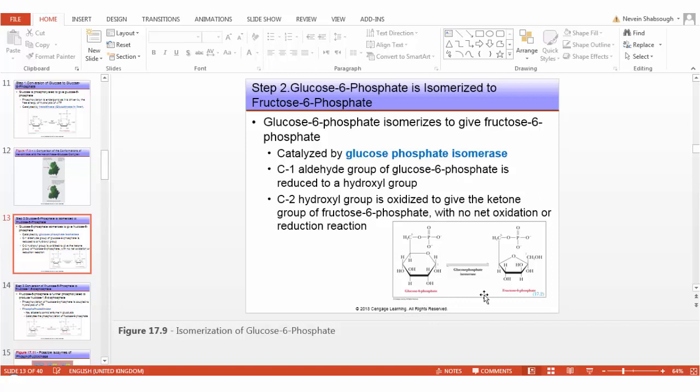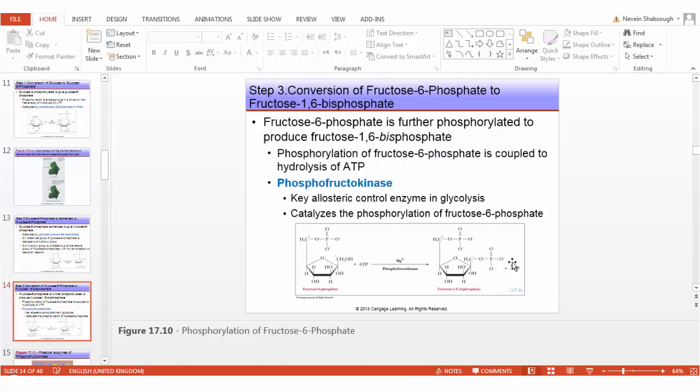As I said, both glucose and fructose are hexoses. One is an aldohexose and the other is a ketohexose. Step 3, conversion of fructose 6-phosphate to fructose 1,6-bisphosphate. Notice here a second phosphorylation reaction, where a second mole of ATP is consumed and is the source of the phosphate that is added to fructose at position 1. The enzyme is called phosphofructokinase.